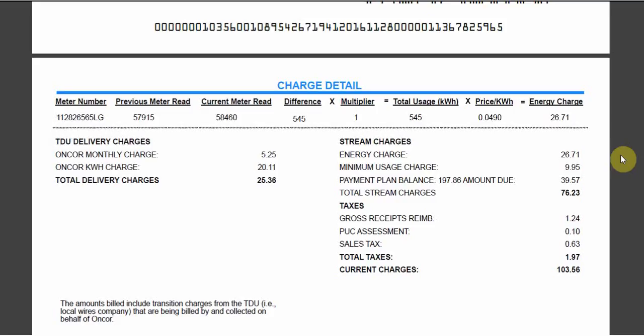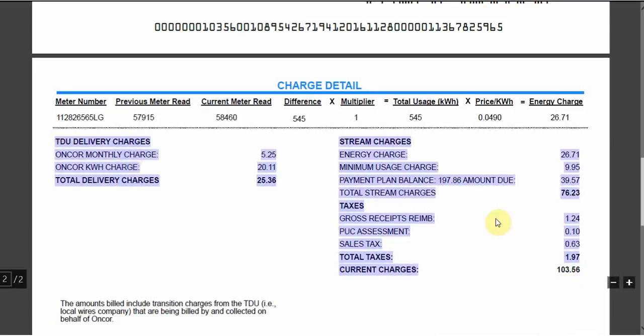So here in the state of Texas, our company is called Encore, just like it is listed right here on this bill. This is an old Stream bill that you guys can see here. As you see, it has the charge details up here at the top, where it shows the meter number and everything. It has the TDU delivery charges and or Encore charges. Stream charges is broken down, taxes, and then your total current charges. That is inclusive of everything here.